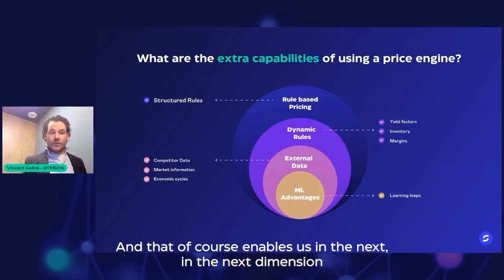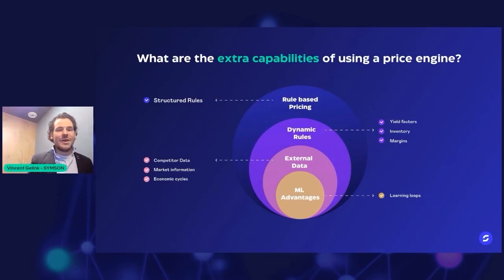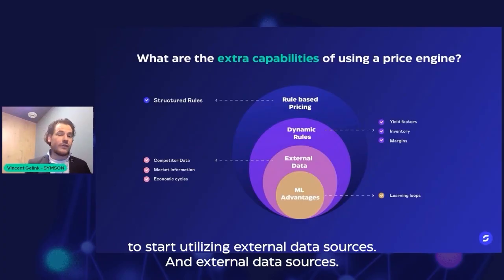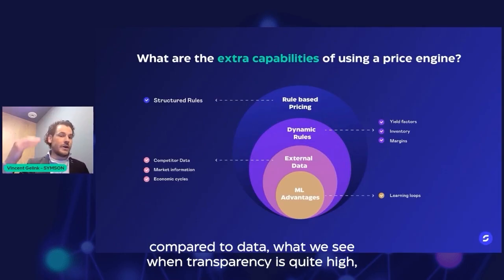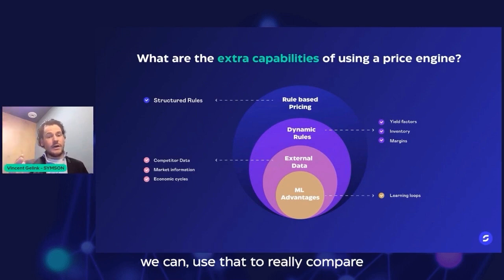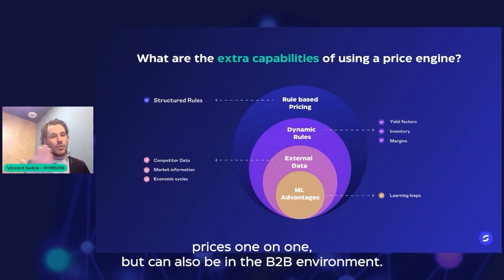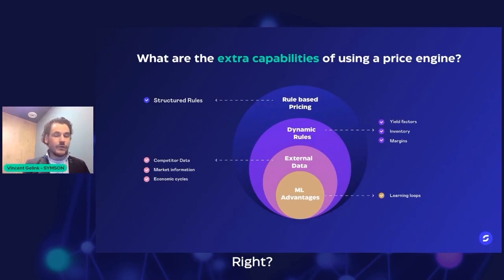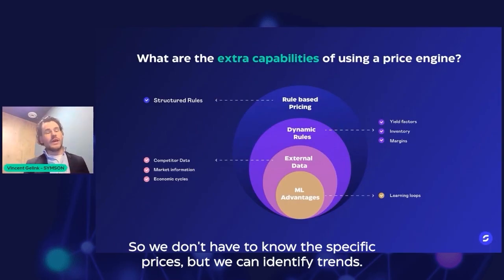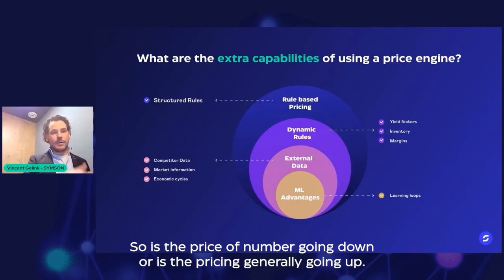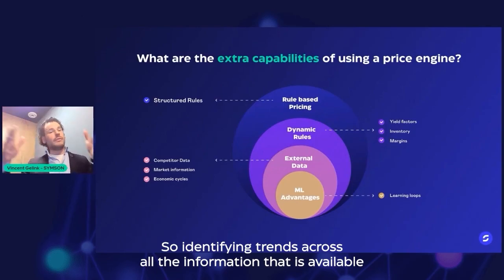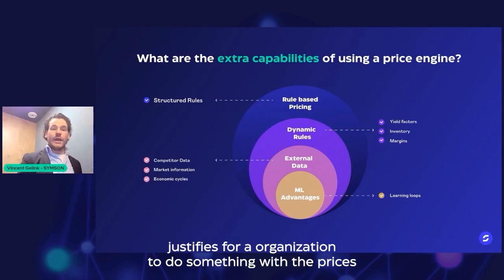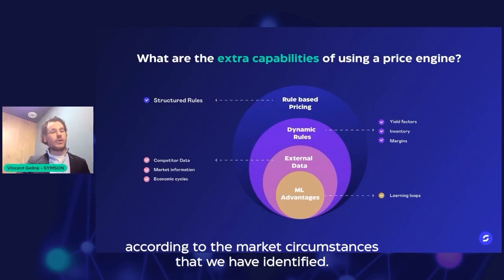And that, of course, enables us in the next dimension to start utilizing external data sources. External data sources, as Arjen already mentioned, can be, for instance, competitor data. When transparency is quite high, we can use that to really compare prices one-on-one. But it can also be in the B2B environment, right? We don't have to know the specific prices, but we can identify trends. So is the price of lumber going down, or is the price in general going up? Identifying trends across all the information that is available justifies for an organization to do something with the prices according to the market circumstances that we have identified.